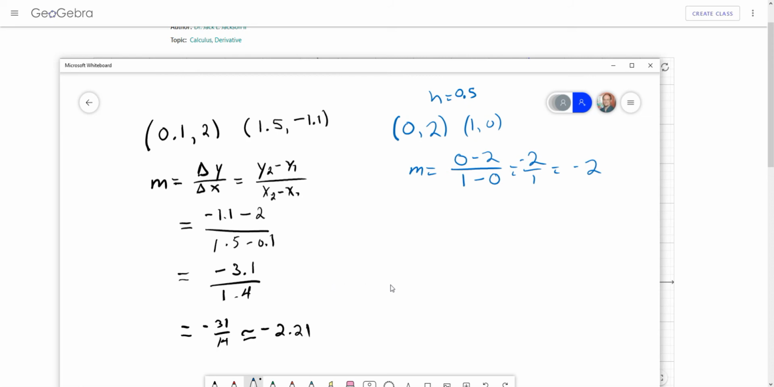Using those two points, we work out the slope formula like this. Again, it's still the same thing, delta y over delta x, or y2 minus y1 over x2 minus x1. But in this case, it's 0 minus 2 over 1 minus 0, and we get -2.